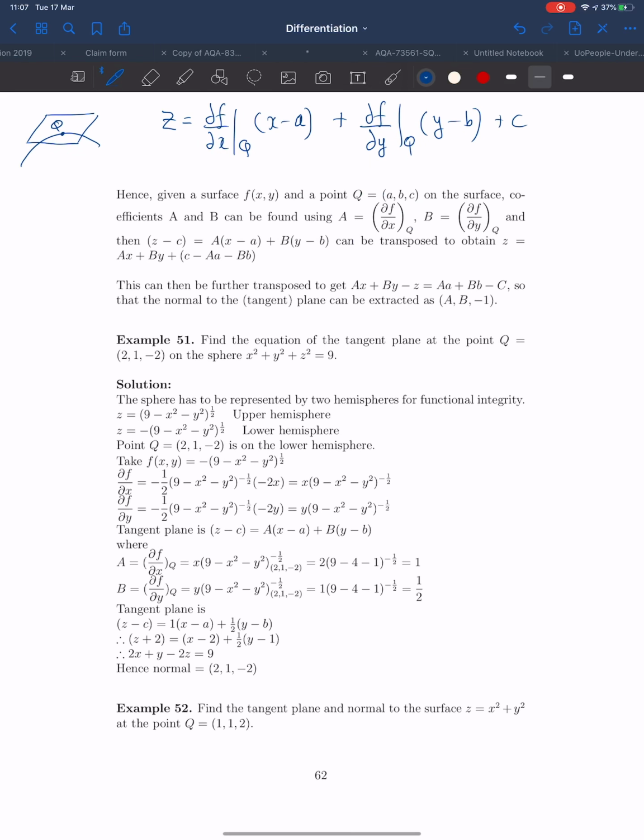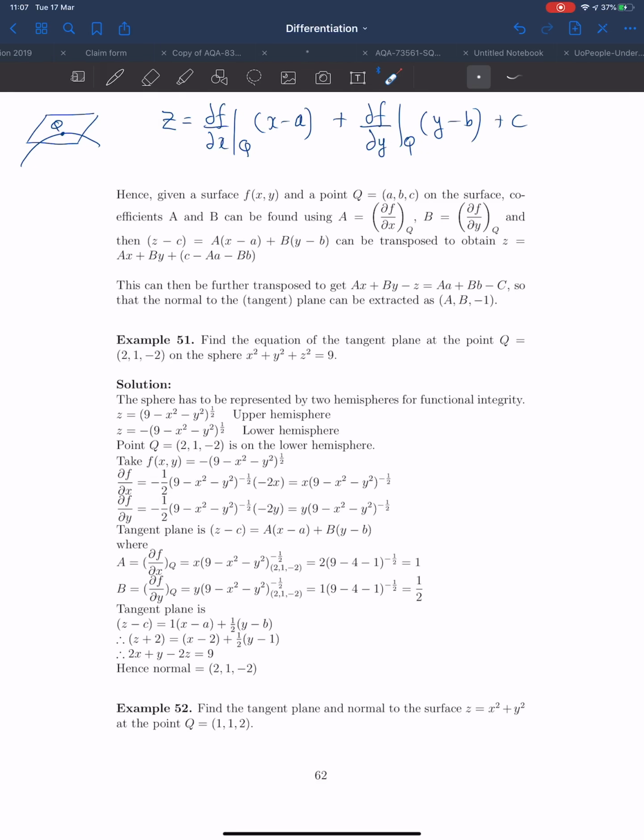There's a little bit extra here. This is why I've paused a little bit. Let's just talk about this. So this is a sphere, x squared plus y squared plus z squared is 9. The sphere has to be represented by two hemispheres for functional integrity, because we have to have a z equals. So z is plus or minus the square root of 9 minus x squared minus y squared: upper hemisphere, lower hemisphere, because of the minus. Now (2, 1, minus 2).